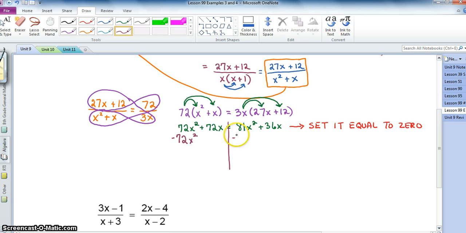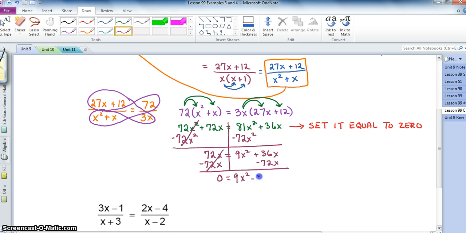Subtracting a 72x squared, those going away, leaving me with 72x is equal to 9x squared plus 36x. And then I'm also going to subtract the 72x because I need to set it equal to 0. So I've got to get everything out of there except for that 0. Zero stays on the left. And I have 9x squared minus 36x.